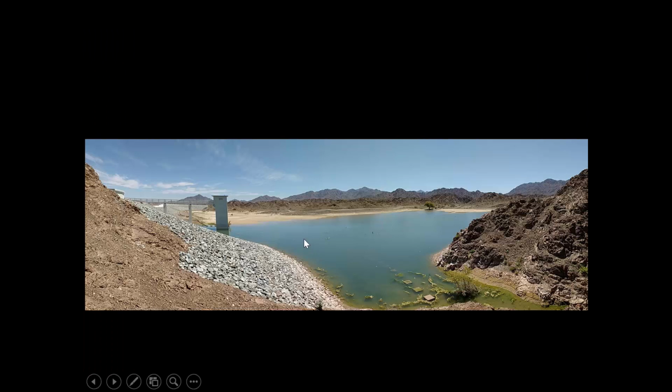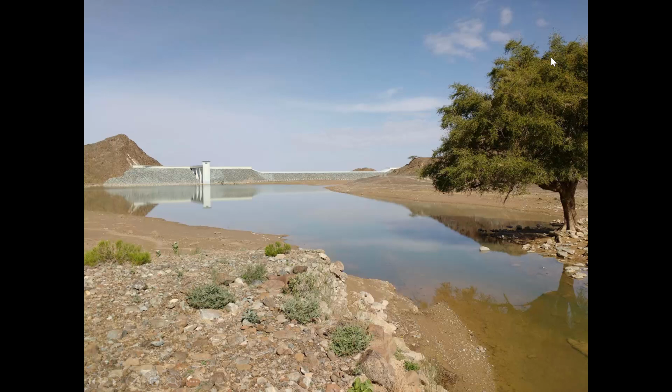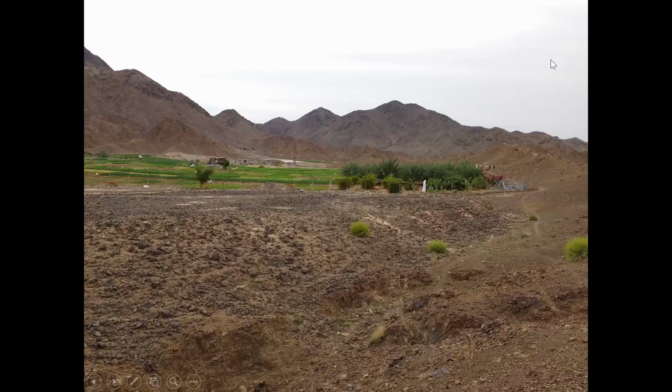Here's a picture of the dam when it's got water in it. And so, I took this picture. There are plenty of times during the year where it's doing its job and infiltrating the water. And it's actually pretty scenic out there. It's a pleasant place to visit.